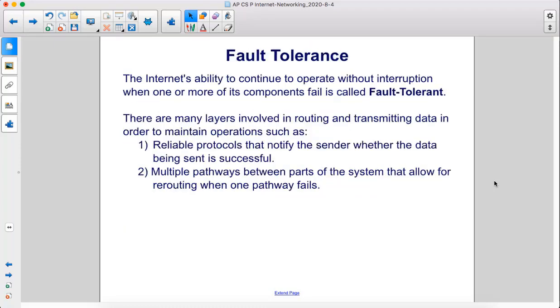The Internet's ability to continue to operate without interruption when one or more of its components fail is called fault-tolerant. There are many layers involved in routing and transmitting data in order to maintain operations, such as reliable protocols that notify the sender whether the data being sent is successful, and multiple pathways between parts of the system that allow for rerouting when one pathway fails.